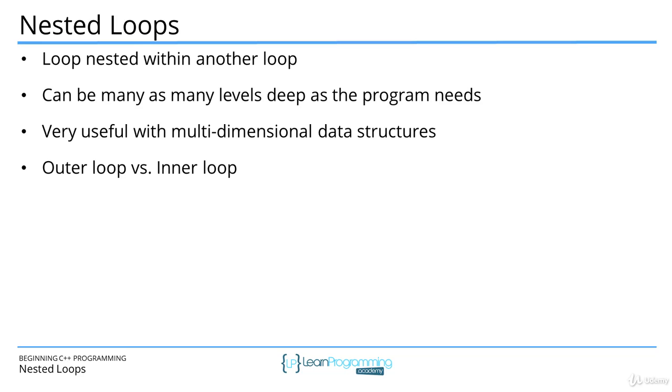Nested loops have many uses, but they're especially useful for multidimensional structures like 2D and 3D arrays, and 2D and 3D vectors. When we talk about nested loops, it's common to refer to the loops as the outer loop and the inner loop. Let's see some examples.